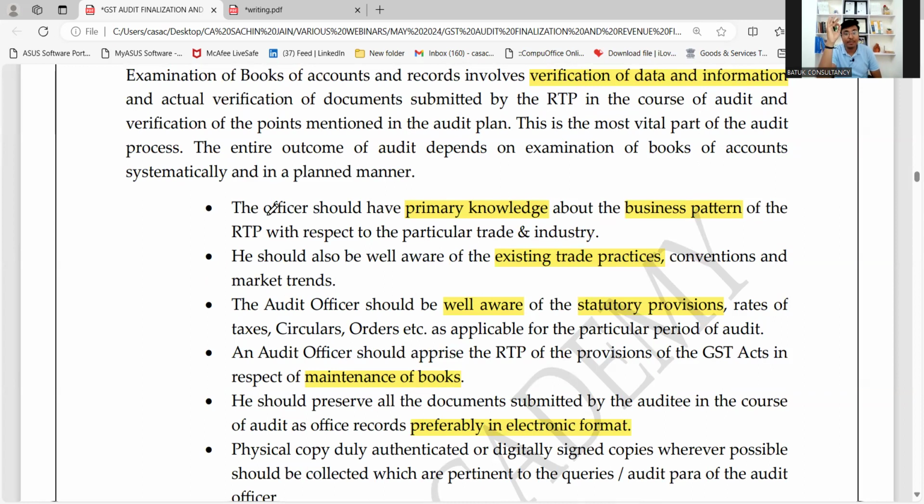First, to initiate the business audit, you need the primary knowledge about the business pattern. Because when you want to initiate the audit of that particular business entity, the first and foremost requirement is that you have proper knowledge about the business pattern.